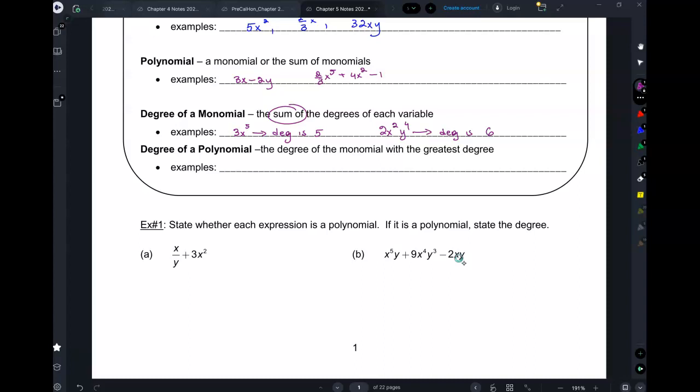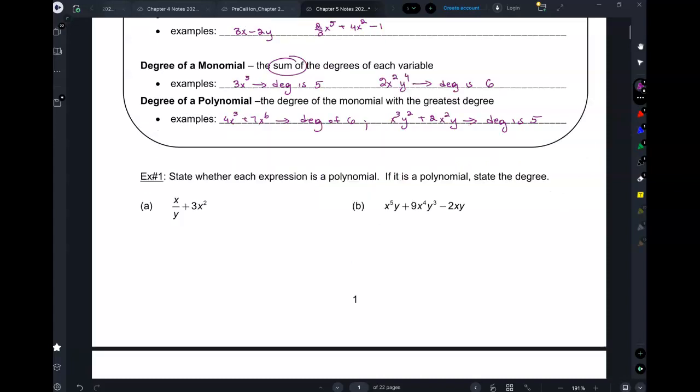The degree of a polynomial is the degree of the monomial with the greatest degree. So for example, if I have 4x cubed plus 7x to the 6, the degree is just the highest exponent, 6. If I have x cubed y squared plus 2x squared y, here I have a degree of 5. Here I have a degree of 3. So the degree is 5. Okay? So for each of those sets, like x to the third y squared, that kind of goes together.